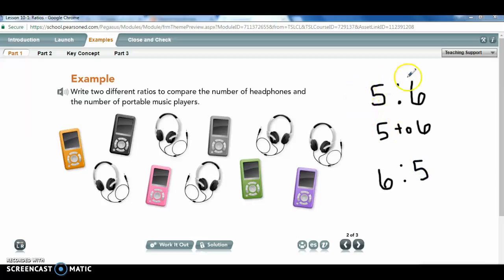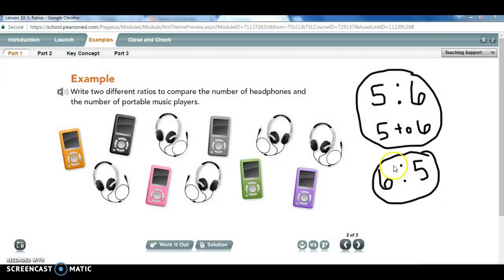This first ratio that I wrote is the ratio of headphones to portable music players. And the second ratio that I wrote is the portable music players to headphones. How you say it depends on how you write it. So this first one I said headphones first, so headphones was my first number. And the second ratio I said portable music players first, so the 6 represents portable music players, and I write that one first.